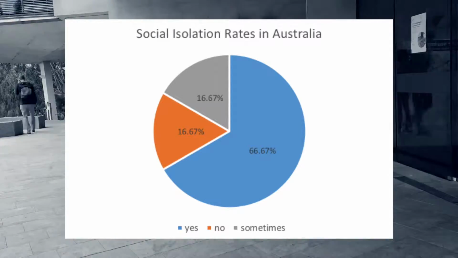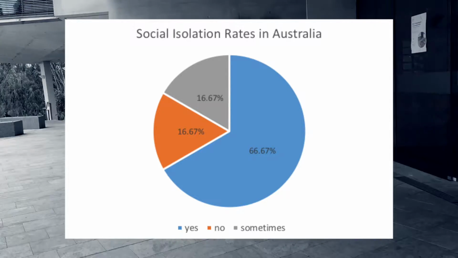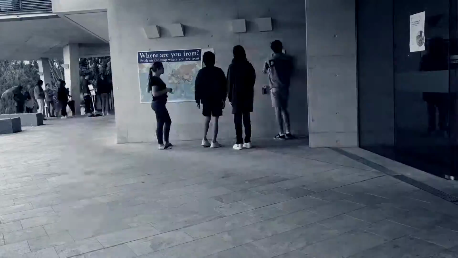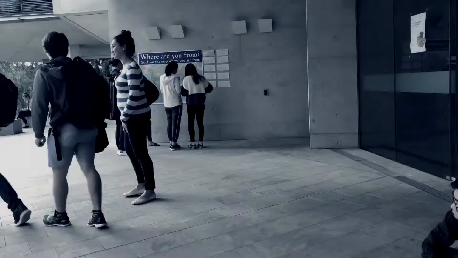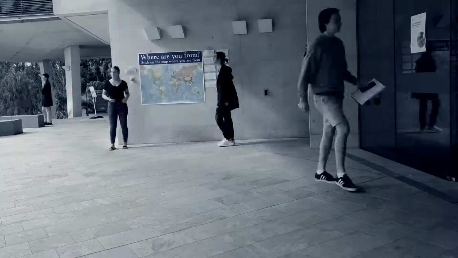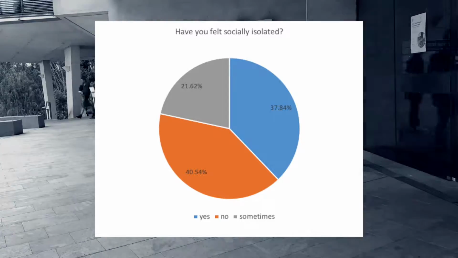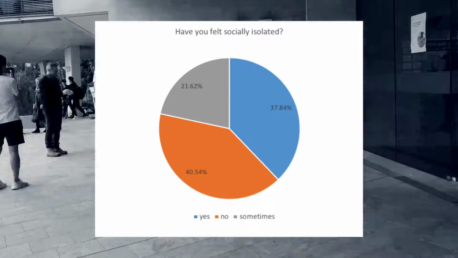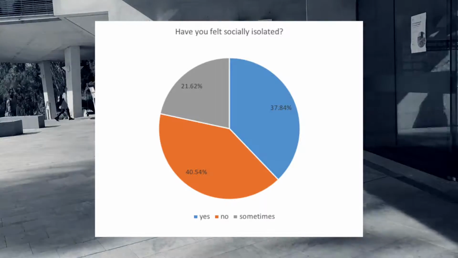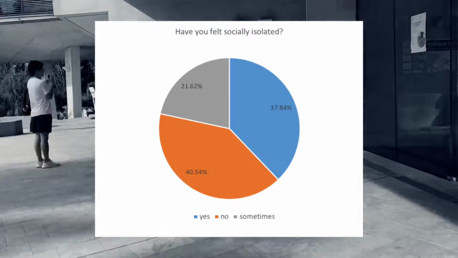This is particularly surprising, as it was expected that international students would report increased feelings of social isolation due to various barriers. However, this may come down to the small sample size of domestic participants. Finally, the overall combined results displayed 37.84% of people experiencing social isolation and 21.62% experiencing it sometimes. This represents more than 50% of participants feeling socially isolated in some capacity throughout their life.